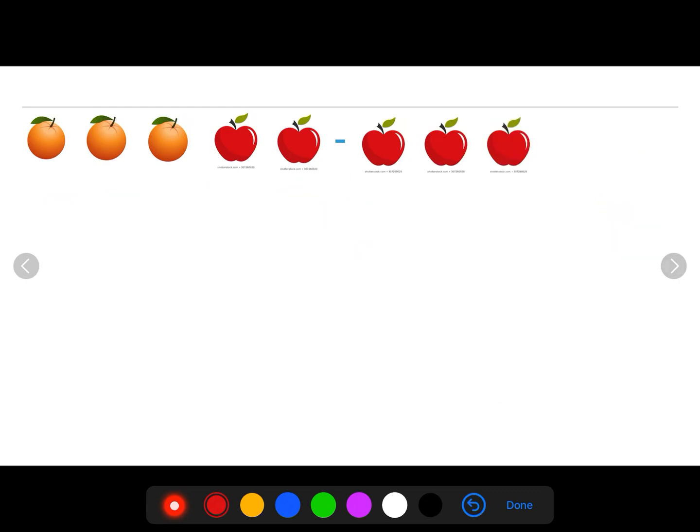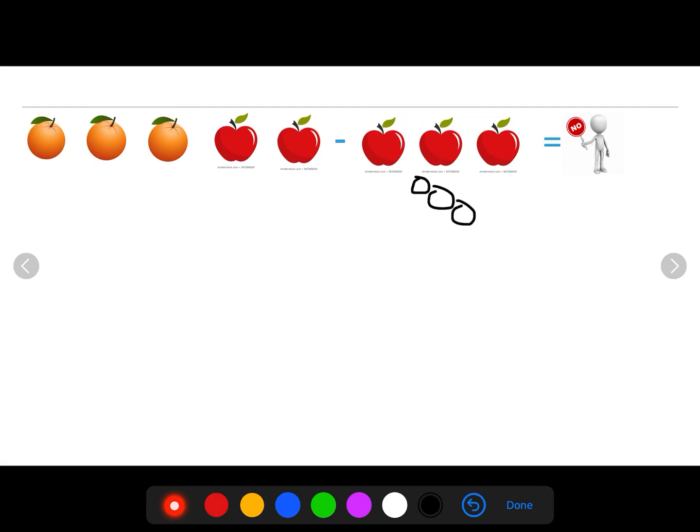Let's try another problem. In this problem, I have 1, 2, 3 oranges and 1, 2 apples, and I want to take away 3 apples. Can I do that? Can I take away 3 apples from 2 apples? Nope, I absolutely cannot.